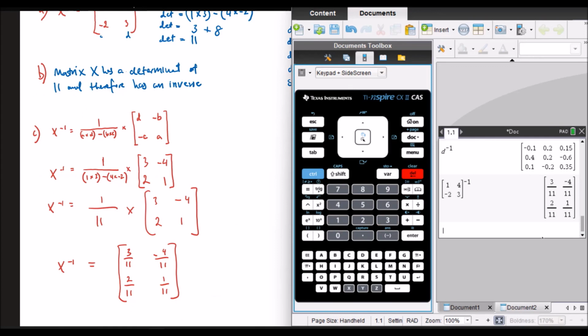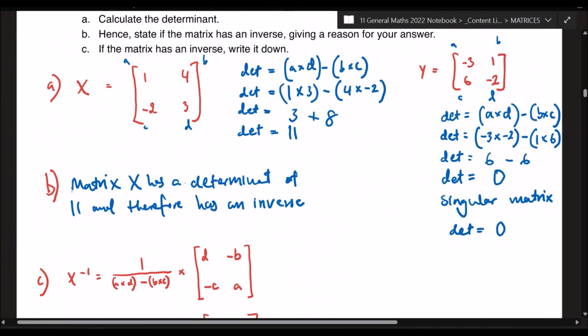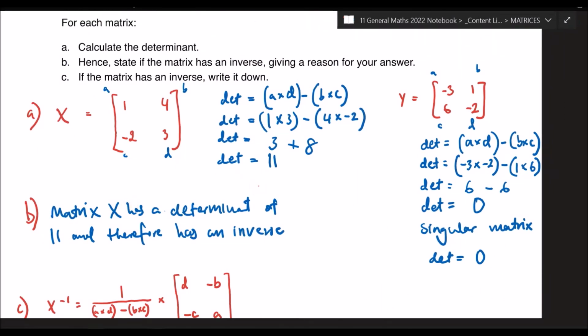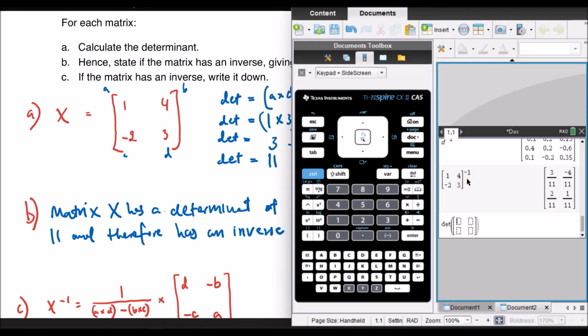And lastly, if you wanted to find the determinant of a 2 by 2 matrix, or any matrix written by the calculator, we type in DET, open bracket, and let's say we've tried to find the determinant of this matrix X that we were working with. We got 11, right, as our answer, but let's do it on a calculator. So DET, put your matrix in there, so you've got 1, 4, -2, and 3. Close bracket. So enter, and determinant is 11, as we can see.